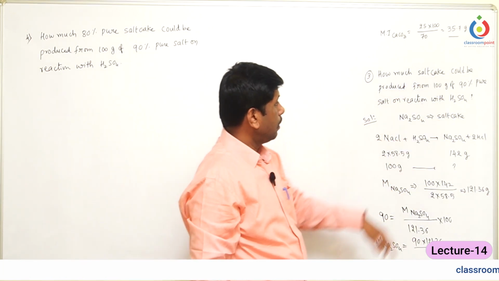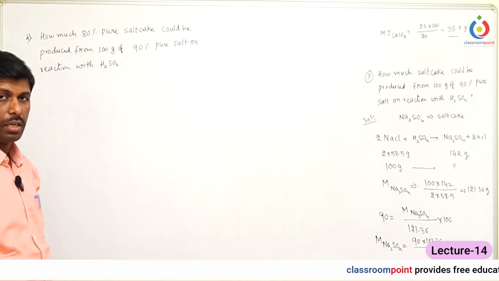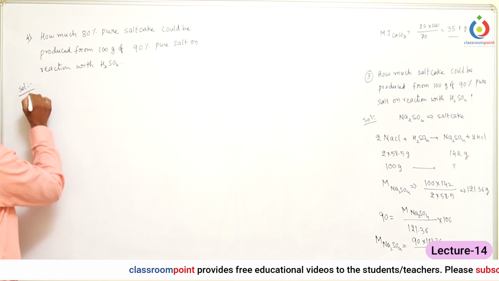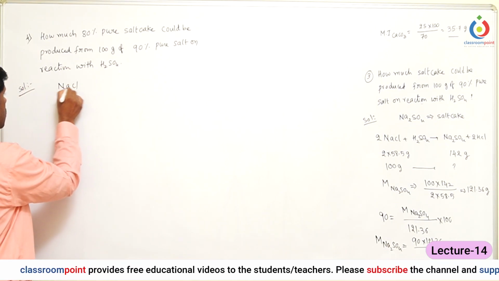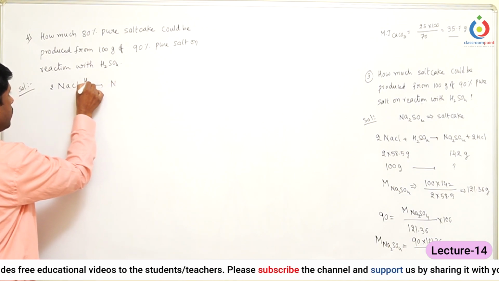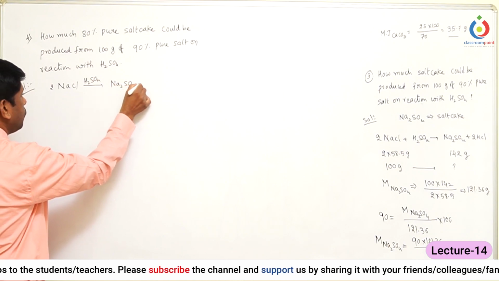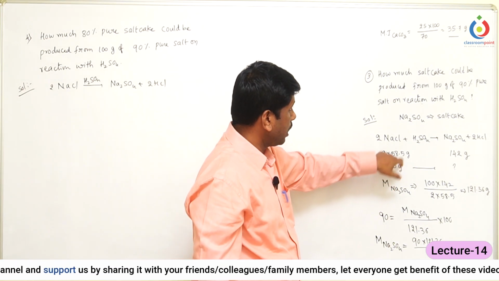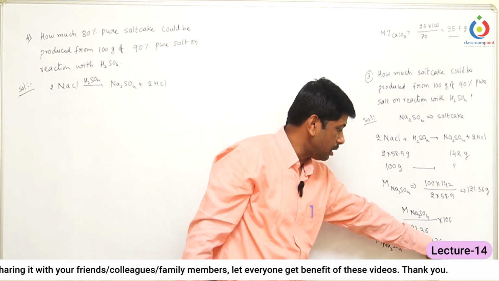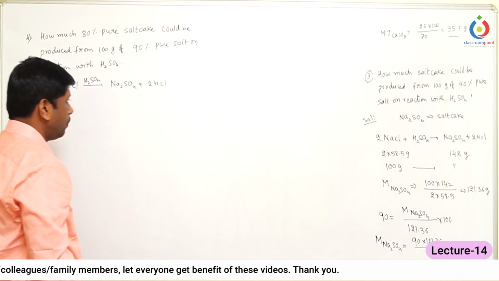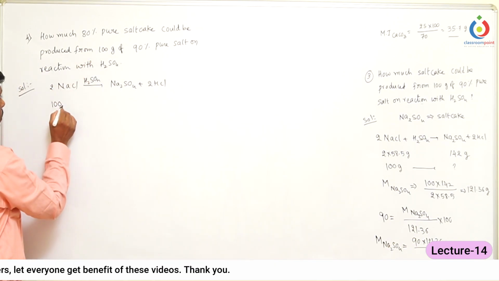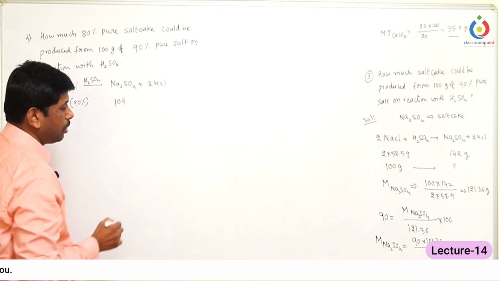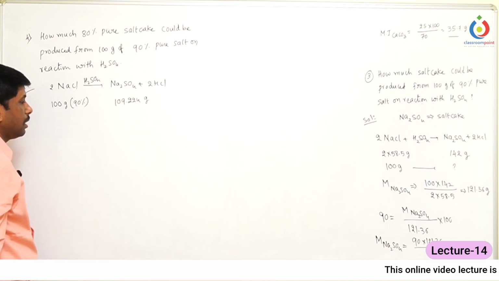But here they are asking about the impure salt cake, means the product is not completely 100% pure, it is somewhat impure compound. So let us try to solve the equation. Again, balance the equation, the same equation I am going to write down here. 2 moles of NaCl, on reaction with the sulfuric acid, produces Na2SO4 plus 2 moles of HCl. I am not doing this particular calculation again, because from 100 grams of 90% pure salt, we know how much salt cake is going to be produced, that is 109.224 grams.